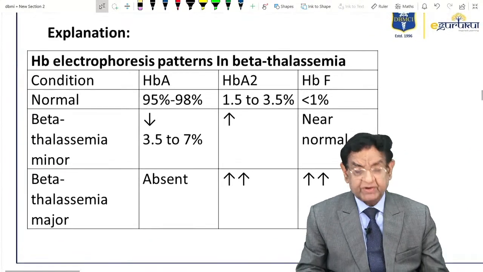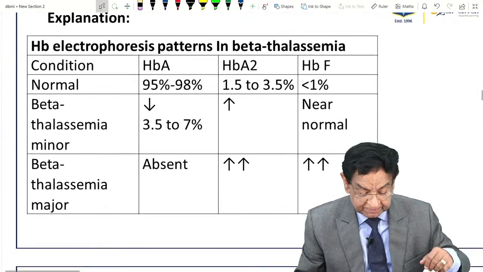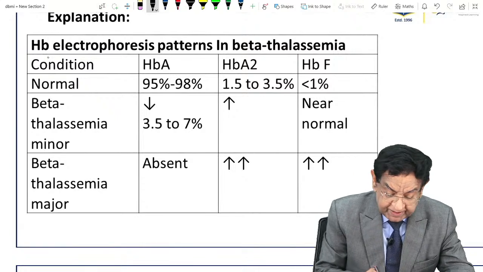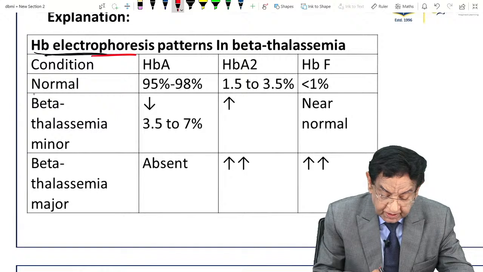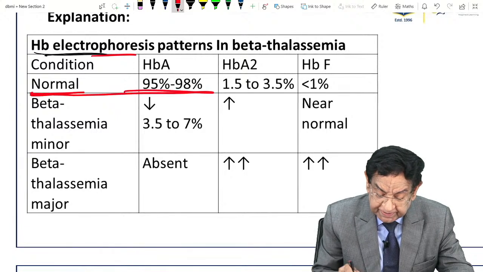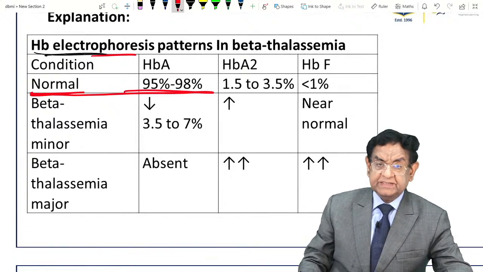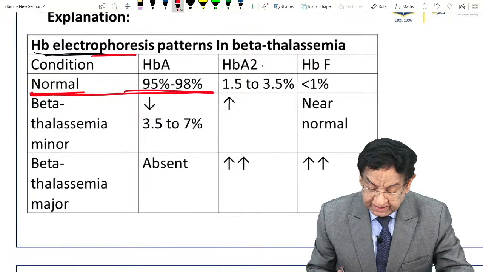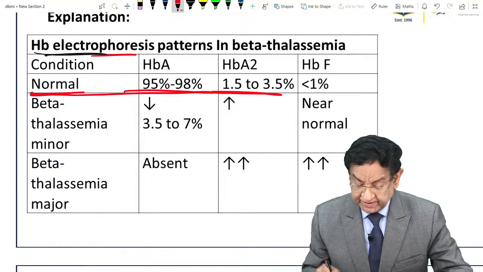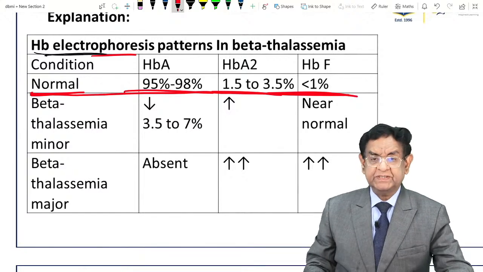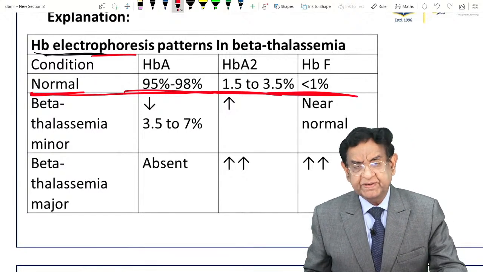This is a very frequently asked table. I'll spend time. We have done hemoglobin electrophoresis. Normal, we get HbA 95 to 97 or 98%. HbA2 is 1.5 to 3.5. HbF is less than 1%. The point I discussed in the previous question.